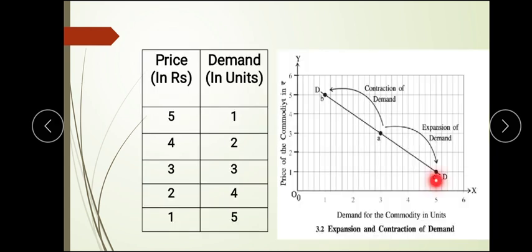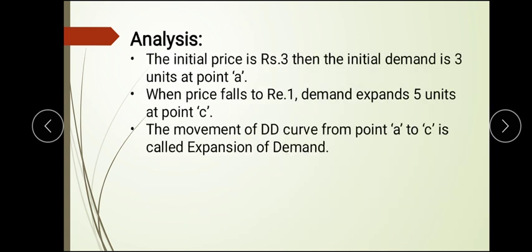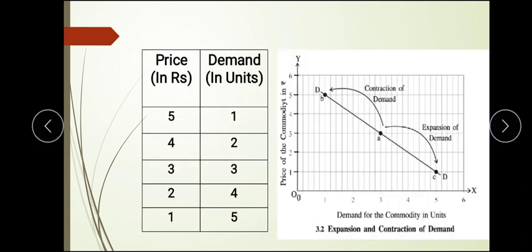So if you go back to the diagram again, what is happening when price reduced to rupees 1? The demand from 3 units became 5 units. So here, point C. So it shows there is an expansion of demand. Then this movement on the DD curve from point A to C is called expansion of demand. So as we have seen, from here to here, it is called expansion of demand.